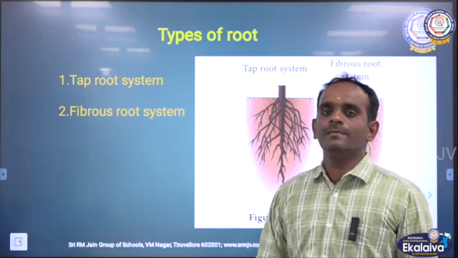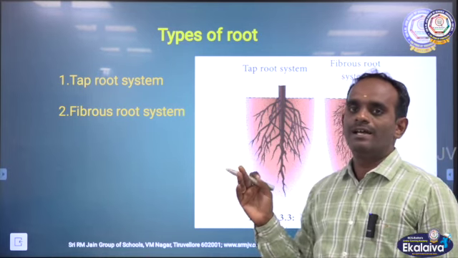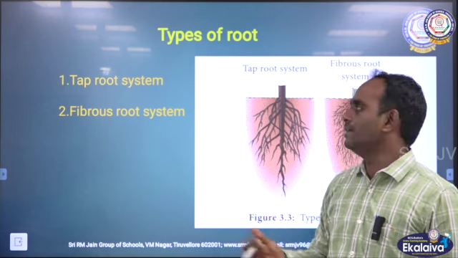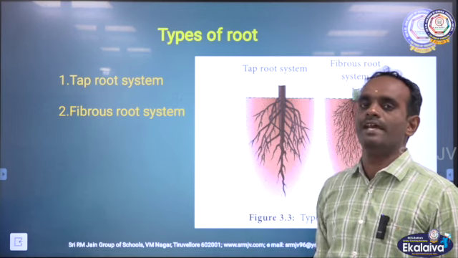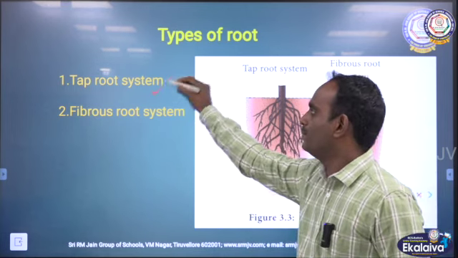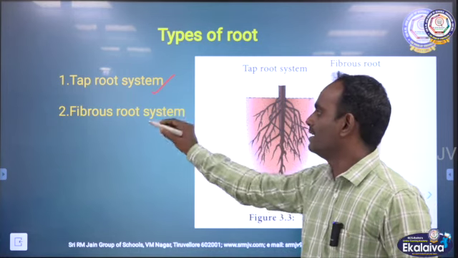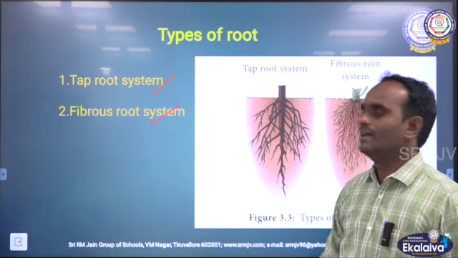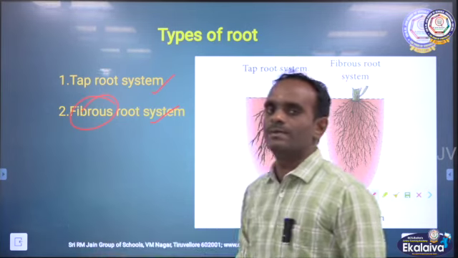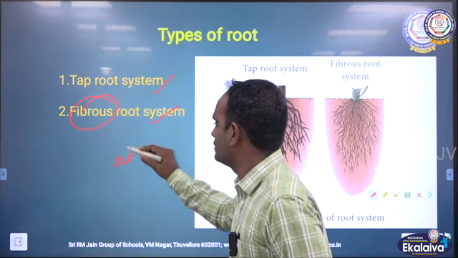See the picture here, types of root. As we discussed earlier, two different types of root system are there. One is tap root system and another one is fibrous root system. The other name for fibrous root system is adventitious.